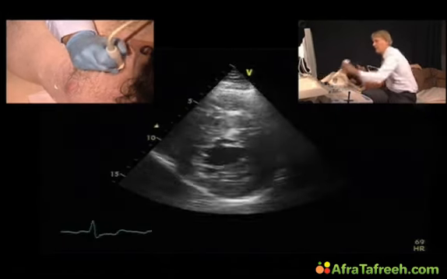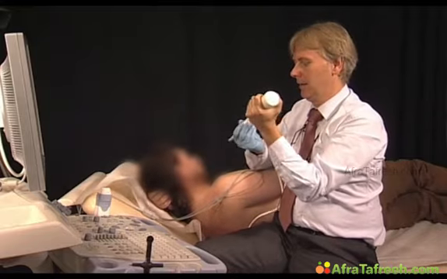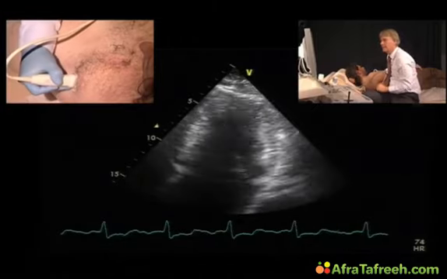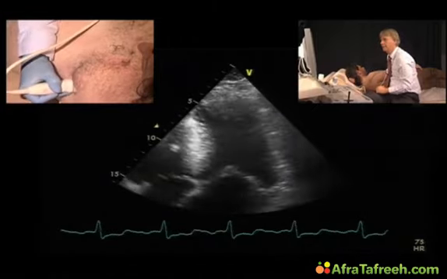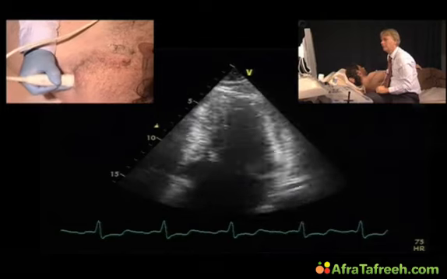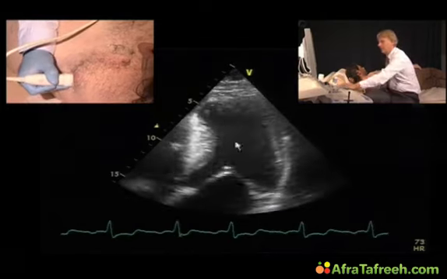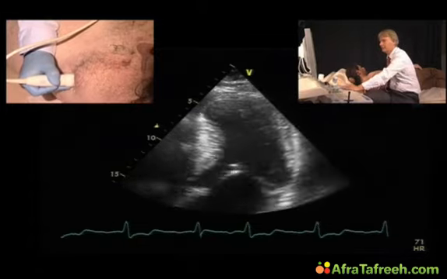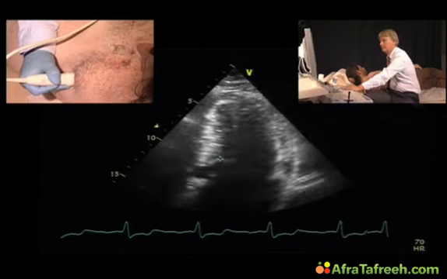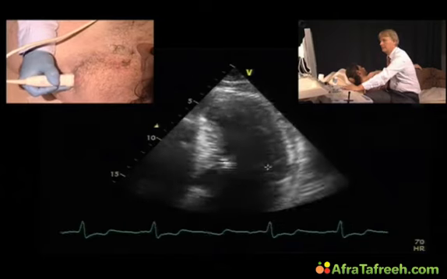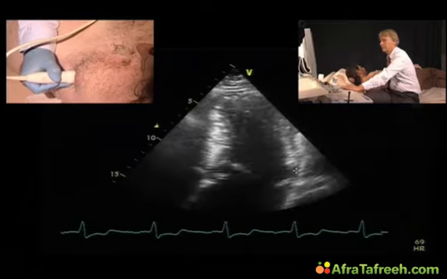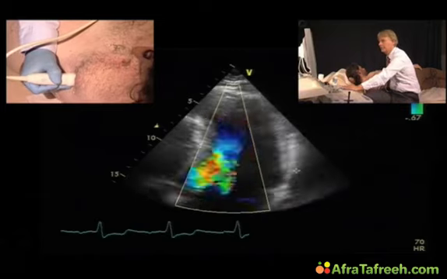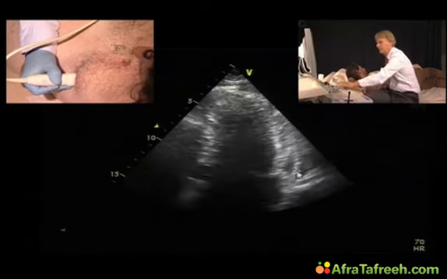Now we can also look at the SAM phenomena from an apical position. This is a 5-chamber view. And we see the anterior leaflet, which is also thickened, which touches the interventricular septum during systole. Again, color shows us turbulent flow in the LVOT.